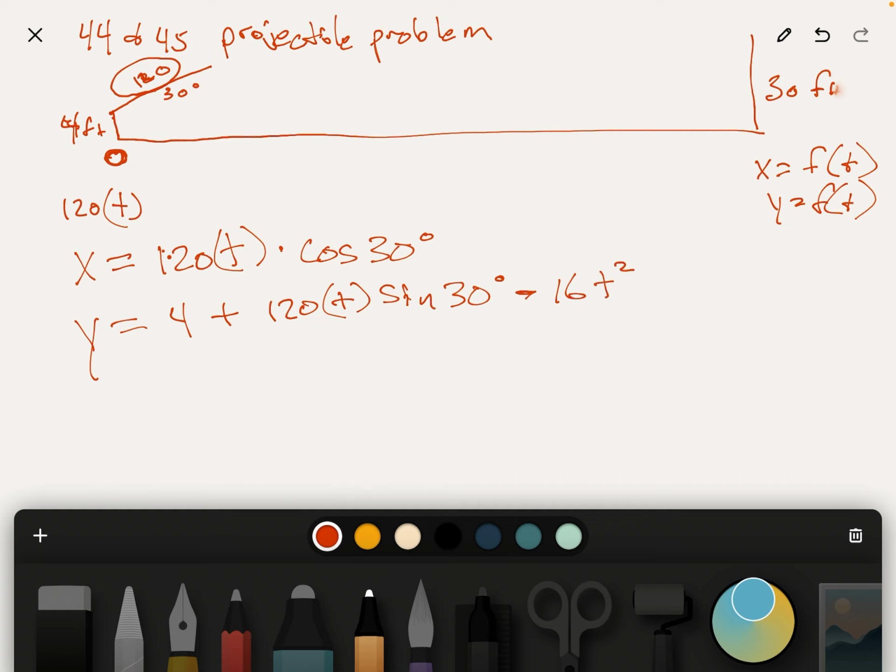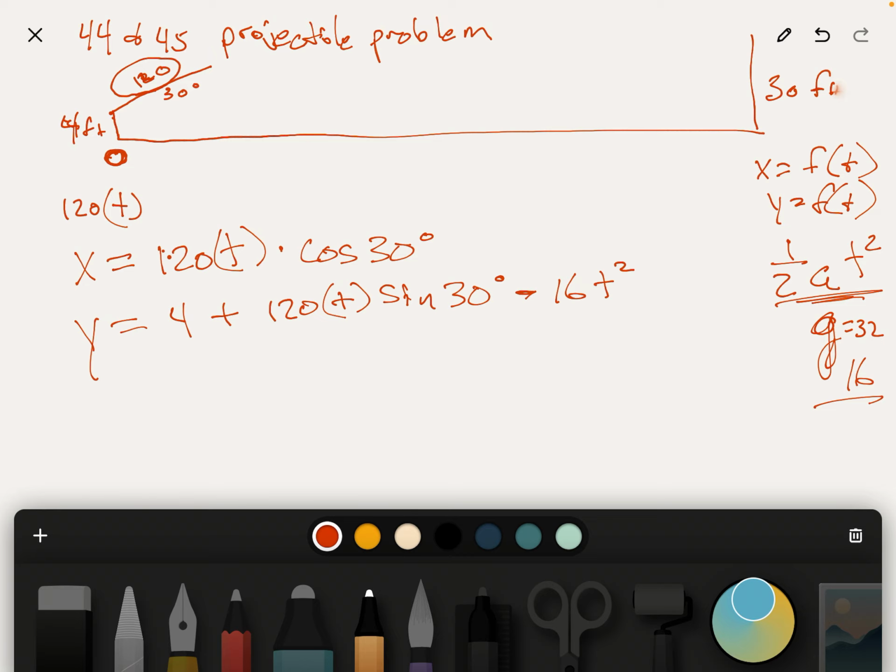That comes from the general formula. When there's acceleration, the change in position is 1/2 acceleration times t squared, 1/2 at squared. That's the general formula. Here a is gravity, the constant for gravity, which is g, which is 32 feet per second squared, and 1/2 of that is 16. So that's where the 16 comes from.